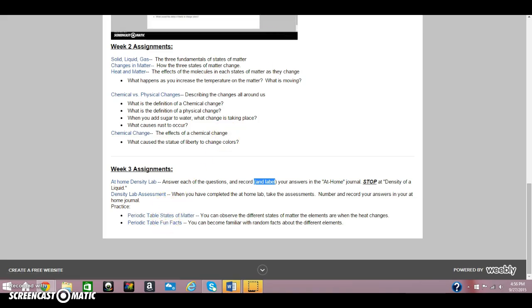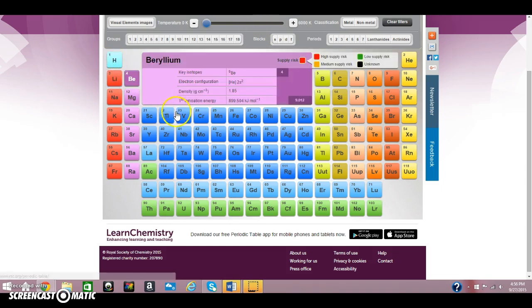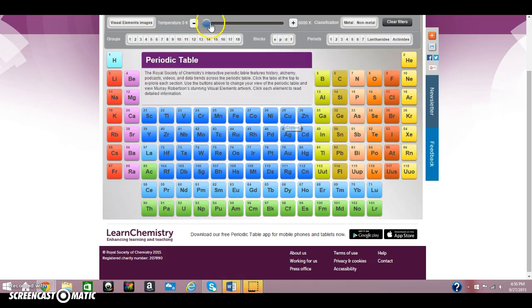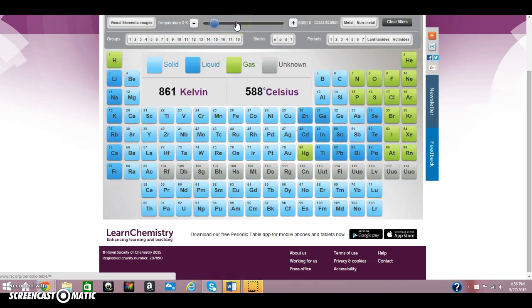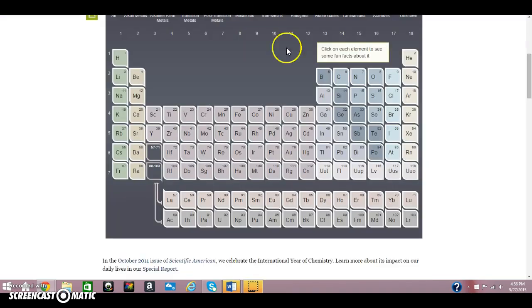I'll click on both of them to show you what it is. Here is the first one, and it shows all the different elements and what they look like in nature. You can also change the heat or the temperature and see how it affects the different elements. It's all color coded. The states of matter will be solid, liquid, or gas. So just click on them, play around with it, change the different things, see what you can make out of it. The second one is this one, and you just simply click on them.